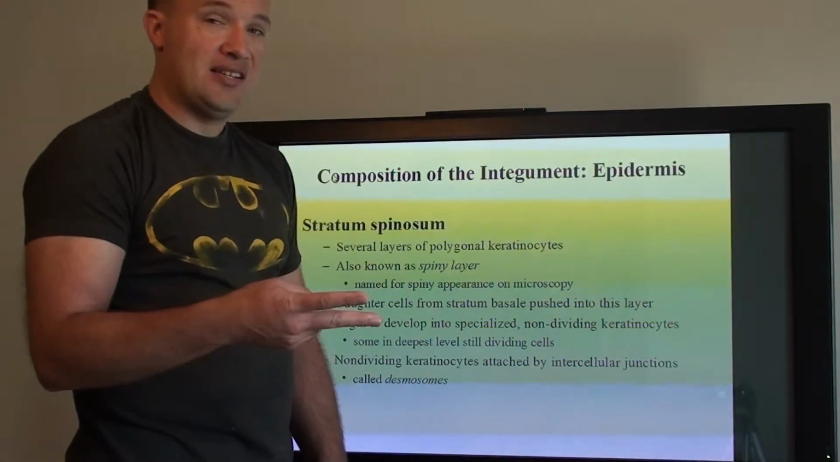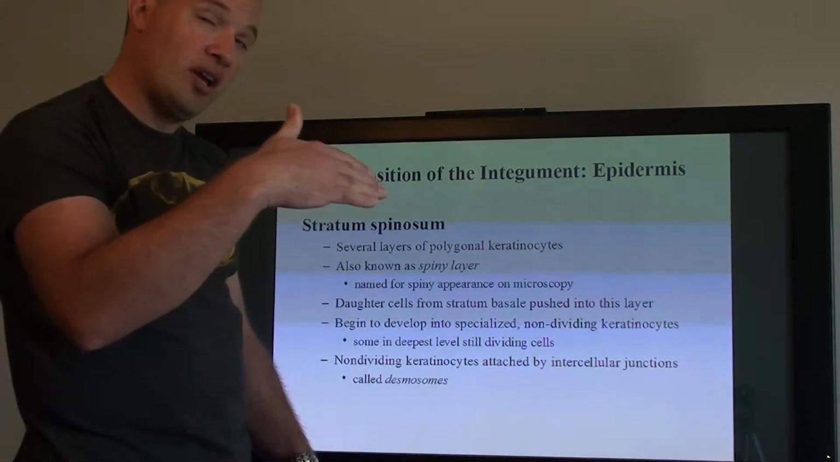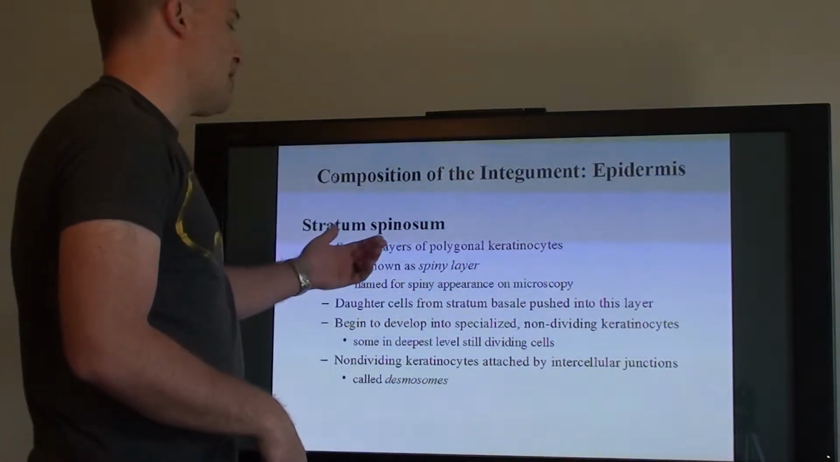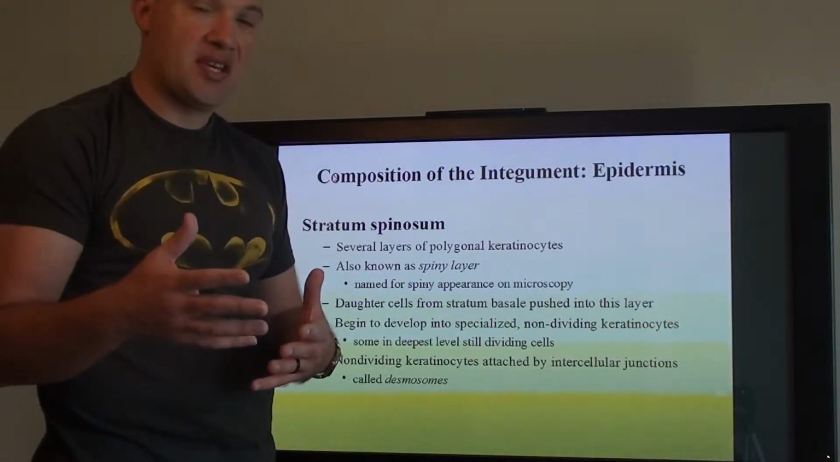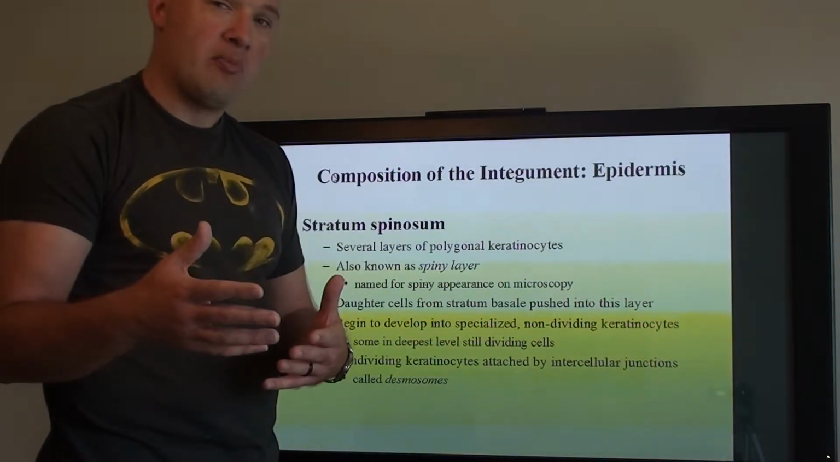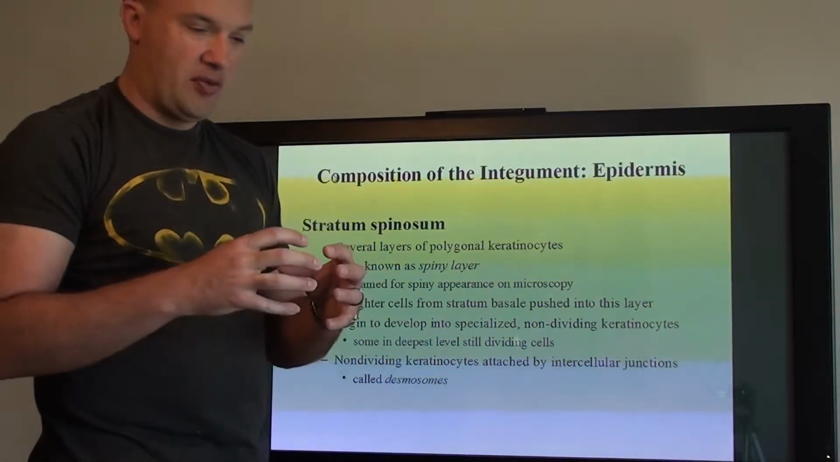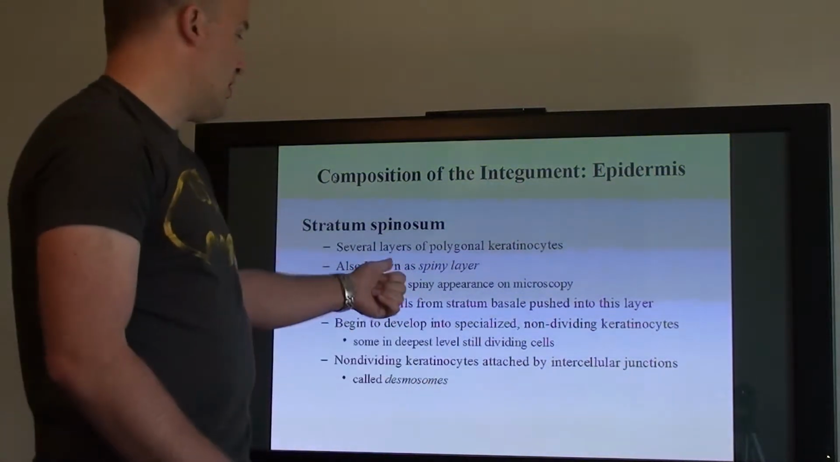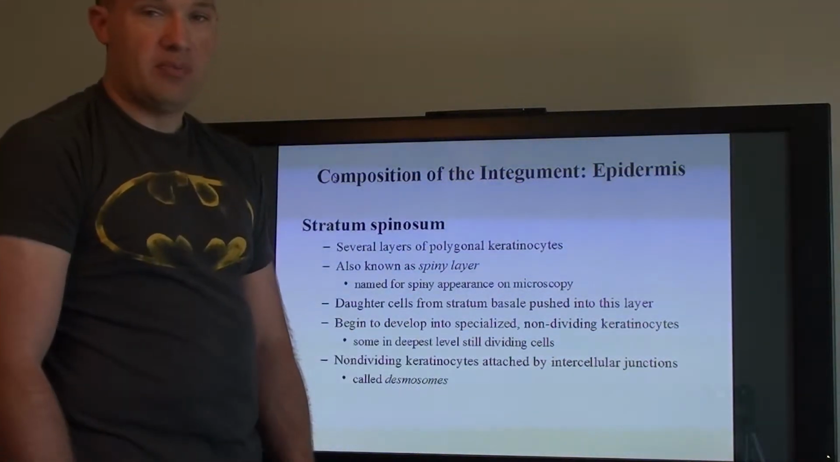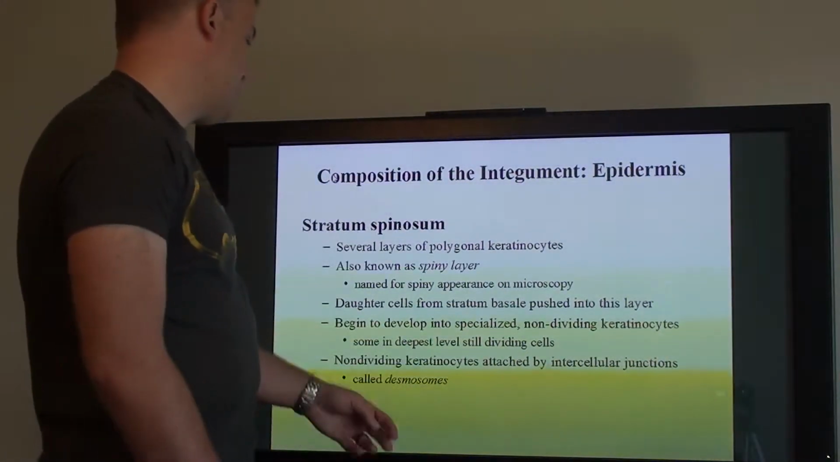Alright, second deepest layer. So we have the stratum basale. Here's the stratum spinosum, so one layer superficial to it. It's also known as the spiny layer. And this is because when slides of skin are prepared to look under the microscope, these cells lose a little bit of their contents, and so they appear to have a bunch of jagged edges, spines. So that's why this layer was called the stratum spinosum. It's several layers of polygonal keratinocytes.